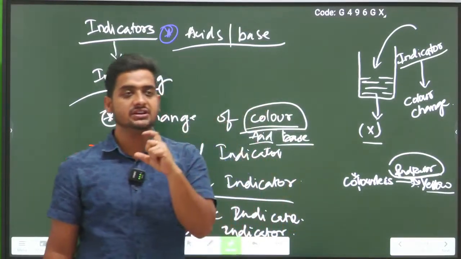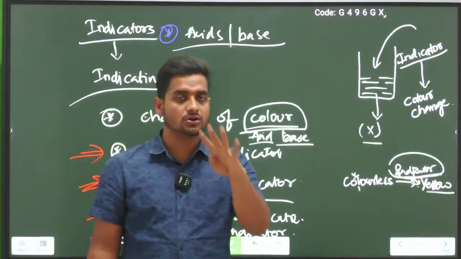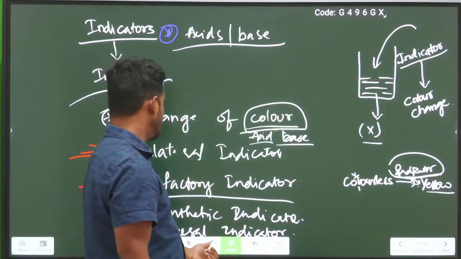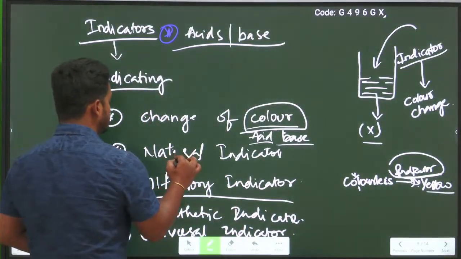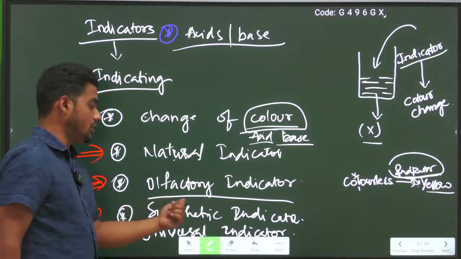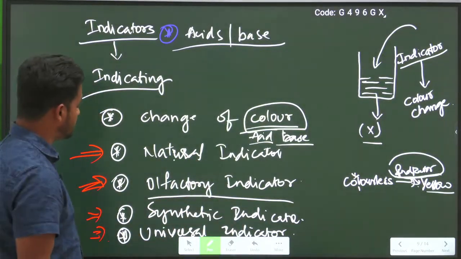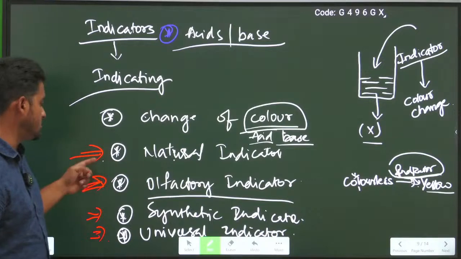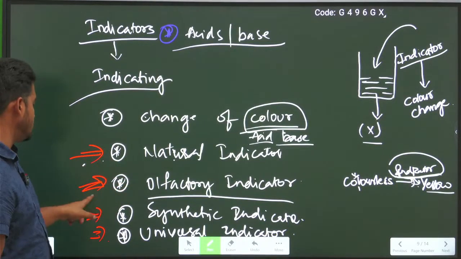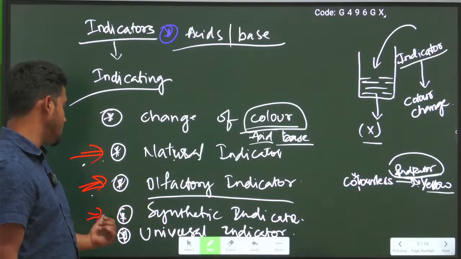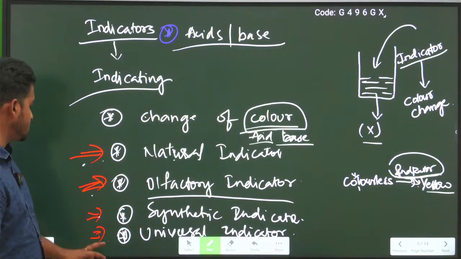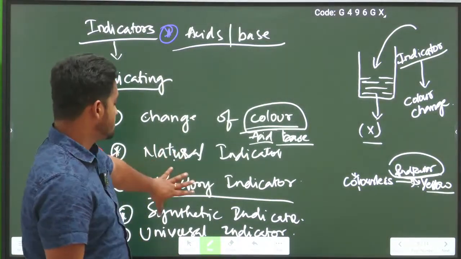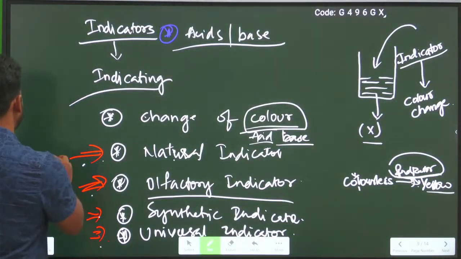Okay, how many types of indicators are there? They are of 4 types. What are they? They are natural indicators, olfactory indicators, synthetic indicators, and universal indicators. First is natural indicators, second is olfactory indicators, third is synthetic indicators, and the last one is universal indicators. These 4 types are very important.